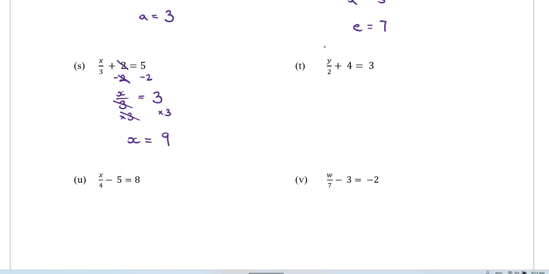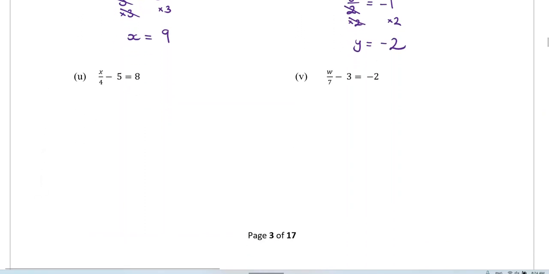Let's do that again. y over 2 plus 4, I'm going to have to minus the 4 first. That will leave y over 2 equals 3 take away 4 is negative 1. Then the fraction is divided, so the opposite is to times by 2. And then y equals negative 1 times 2 is negative 2.